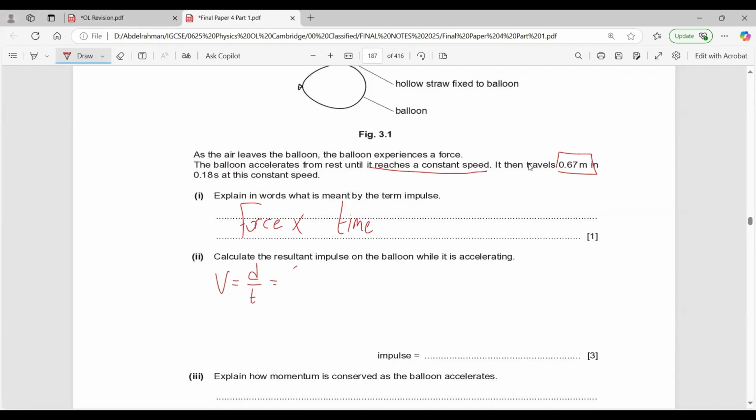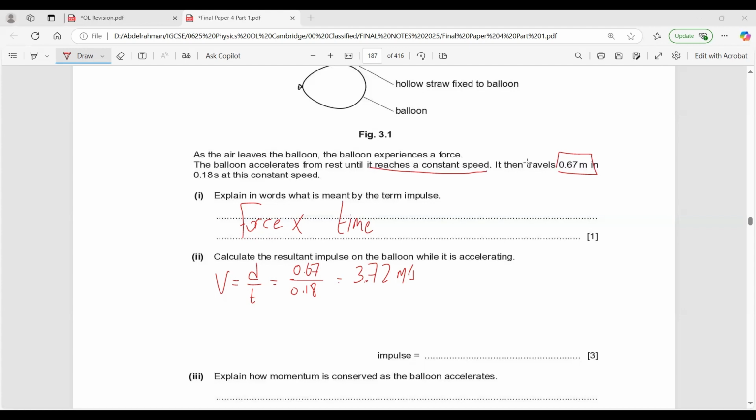Distance is 0.67 and time is 0.18. 0.67 divided by 0.18 is 3.72 meters per second. But what does this have to do with impulse? Impulse is what? It's the force times time. But I don't have the force, and I don't have the time. Can I find it using the other equation, the change in momentum?